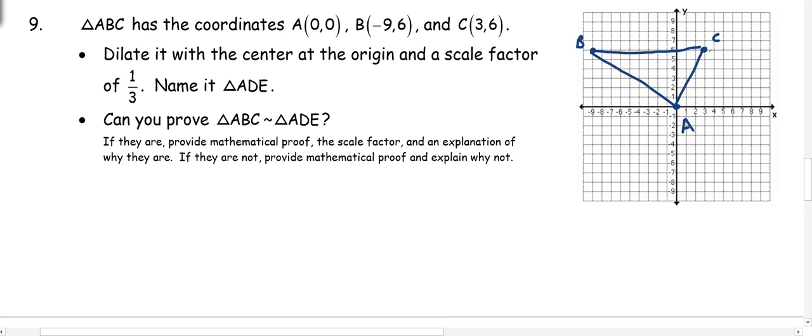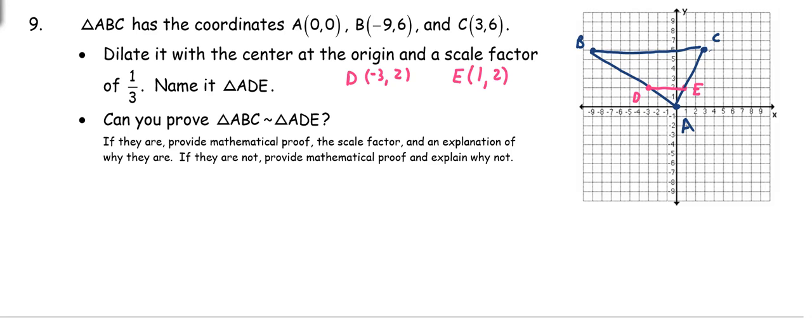So when I multiply by a scale factor of 1/3, 1/3 of negative 9 is negative 3. 1/3 of 6 is 2. So that's going to be point D. When I multiply by 1/3 here, 1/3 of 3 is 1, and 1/3 of 6 is 2. So that's going to be point E. So D is at negative 3, 2. E is at 1, 2.